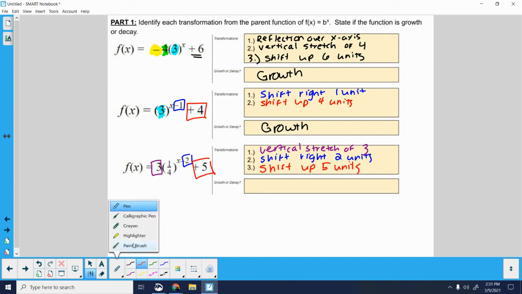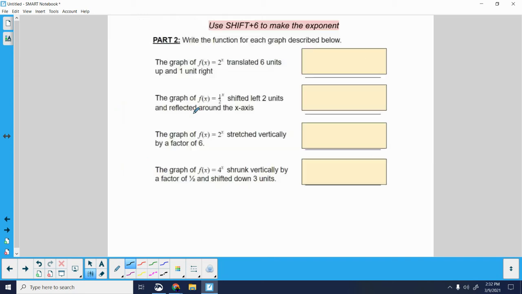And then to decide if it's growth or decay, I'm going to look at the base, which was 1/4. And since that was less than 1, this is going to be a decay function. Notice how 3 and 1/4 were not in my transformations. The base never goes in the list of transformations. It only tells us if it's growth or decay. So that's really important.